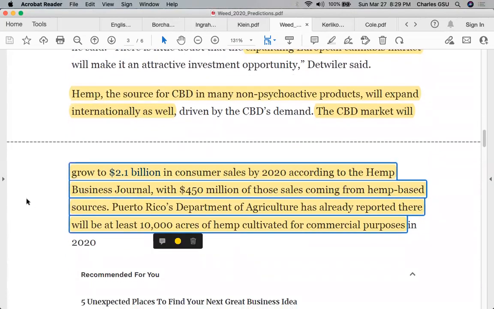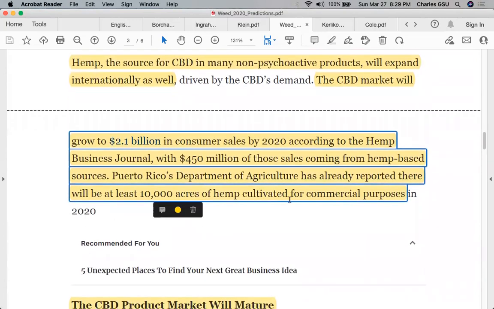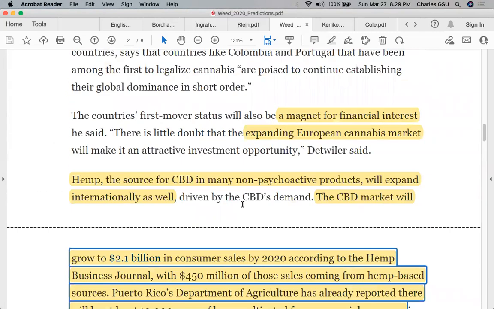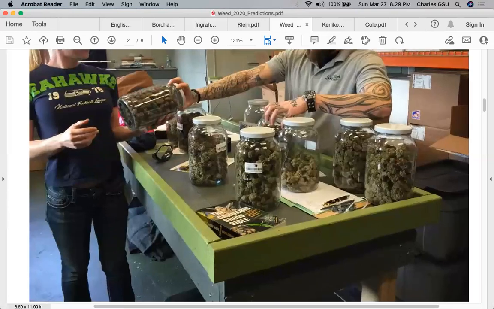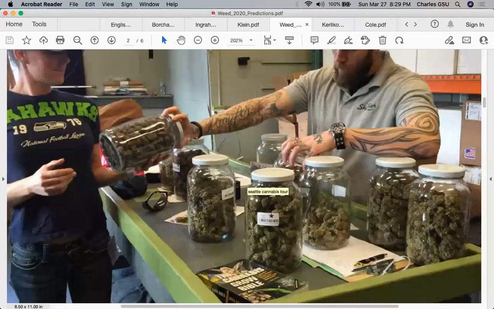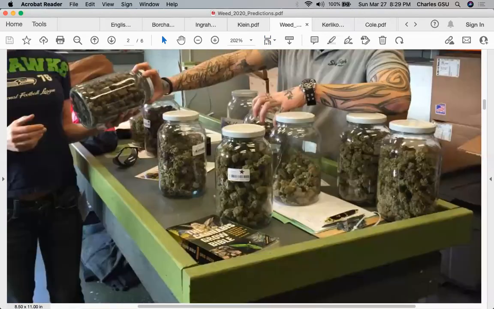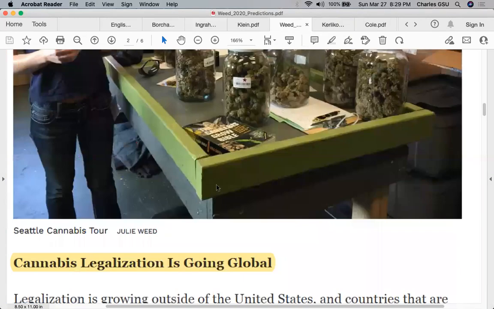Puerto Rico, right, has already reported there will be at least 10,000 acres of hemp cultivated for commercial purposes. Now, hemp, I need to clarify, is not cannabis in the proper sense. It's from the same plant, but it has an incredibly low level of THC. It's not like the stuff here that you would find at a dispensary, the very high potency THC.